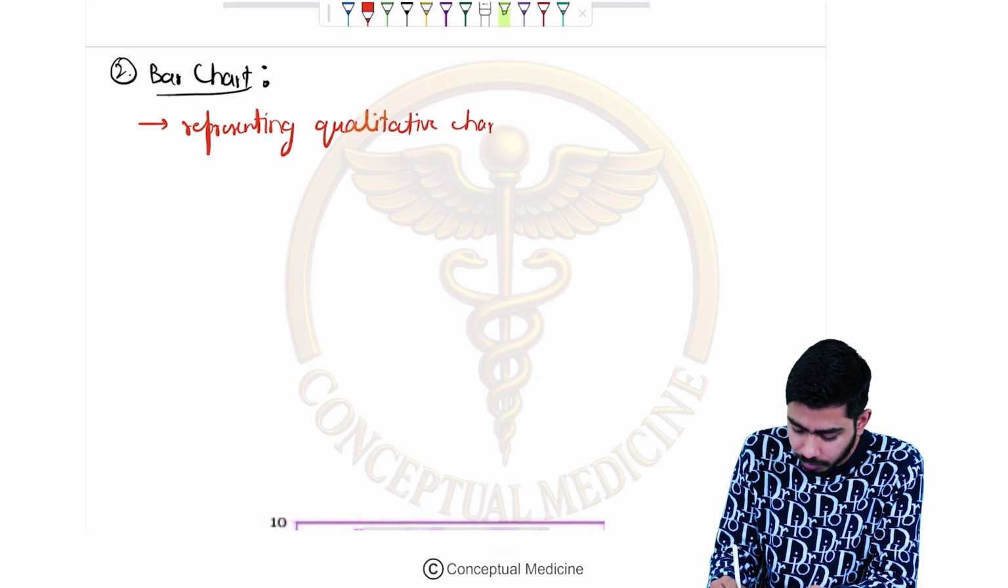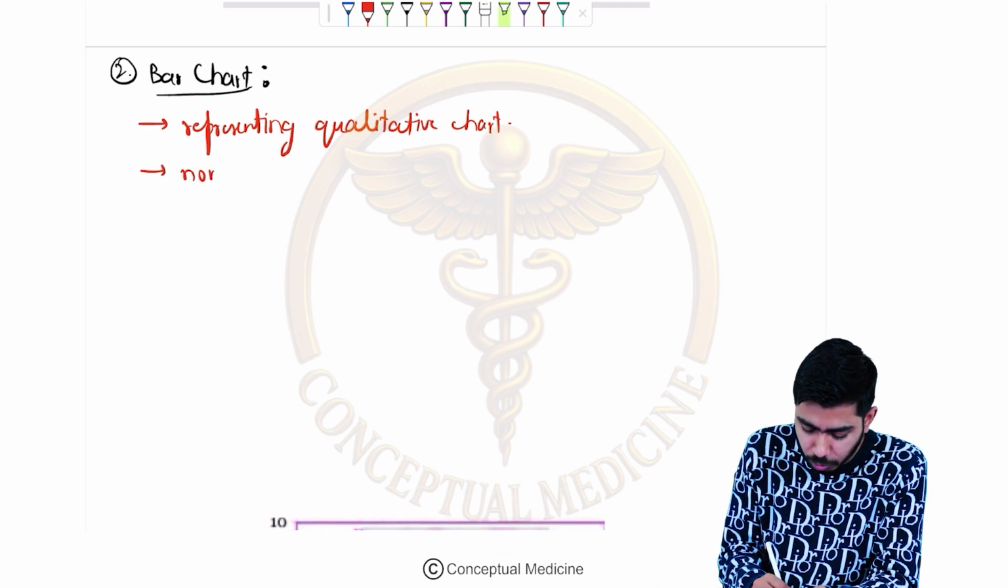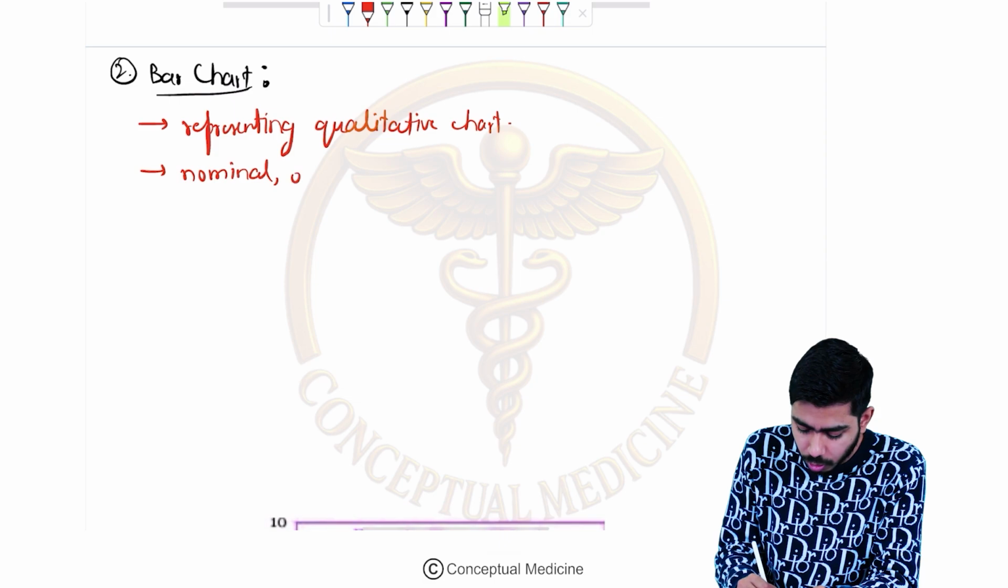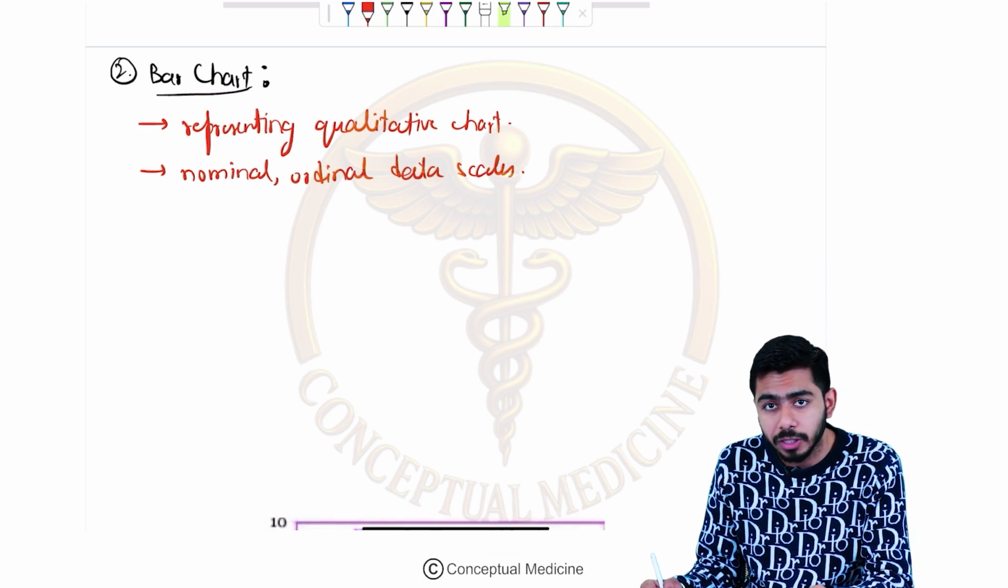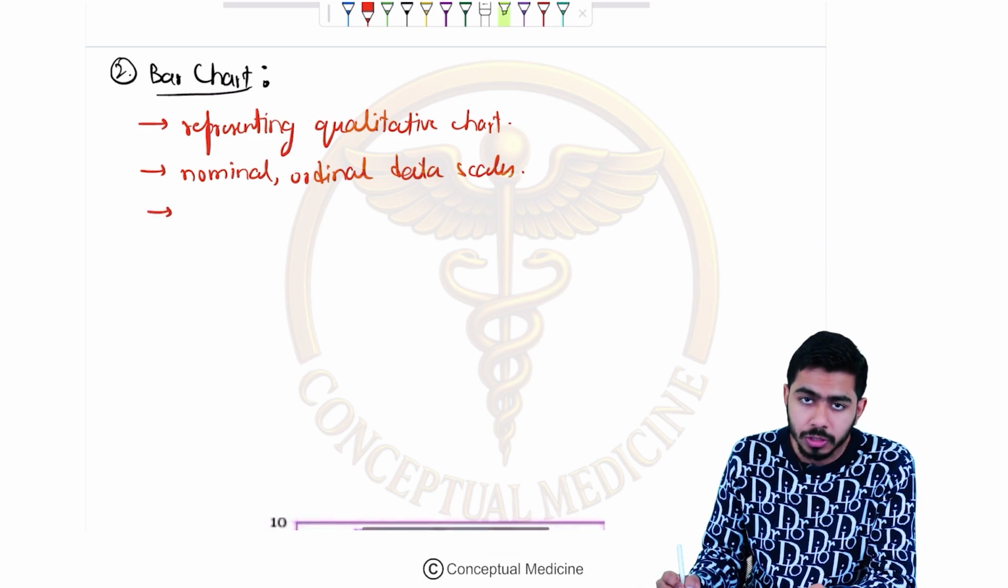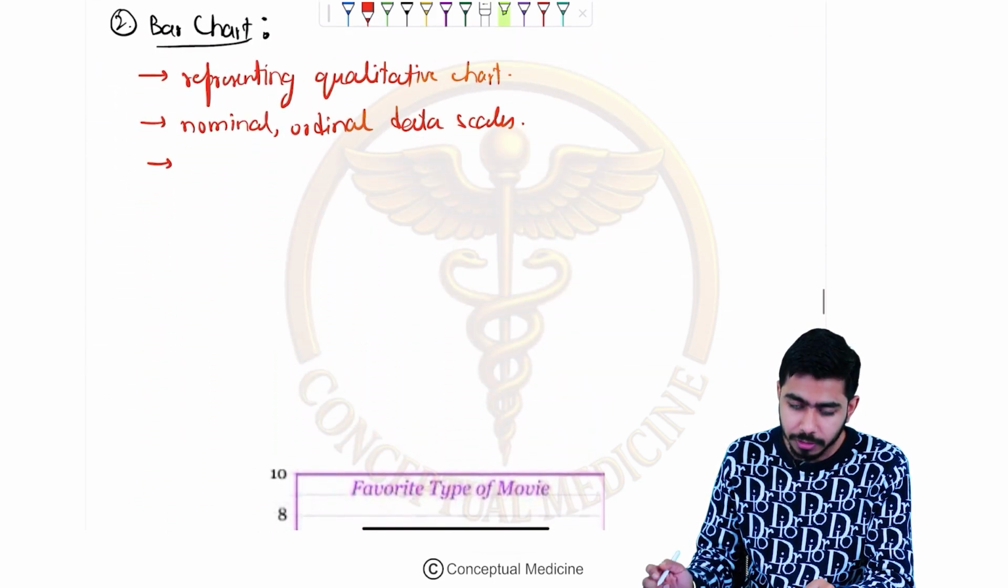First question is solved. Second question, what data scales am I using over here? I will be using the nominal and the ordinal data scales, because these are the scales represented by the qualitative data. Next MCQ. All of these things are MCQs only, so please be very attentive over here with me, bar chart.